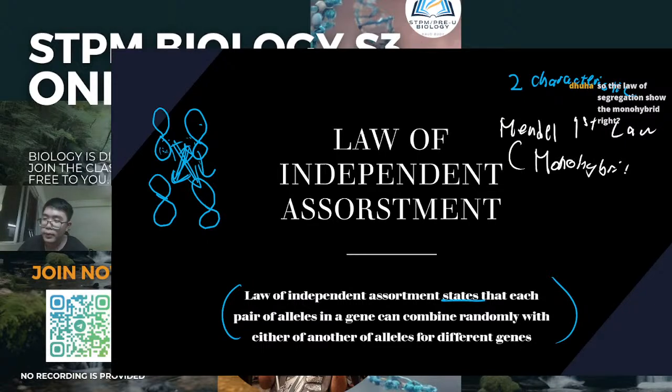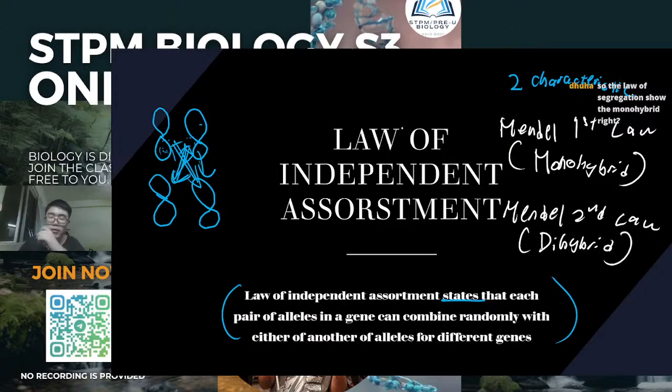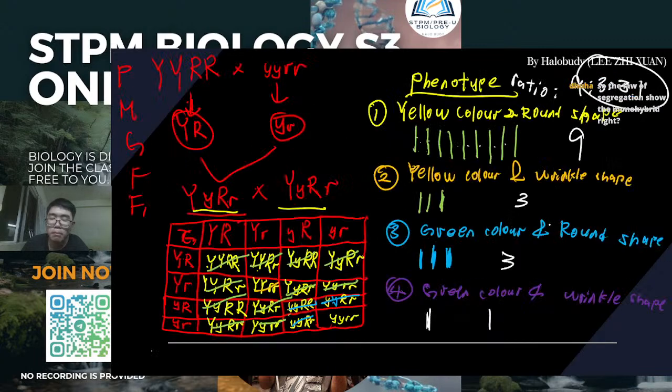Monohybrid. And then another one is Mendel's second law. For Mendel's second law, the scientific name is the law of independent assortment, but another name we call is dihybrid inheritance, and monohybrid inheritance. So monohybrid, when we say mono, it only involves one characteristic to prove Mendel's first law. And dihybrid will involve two different characteristics to prove Mendel's second law. So I already proved it to all of you.